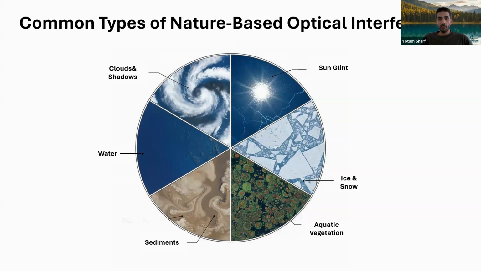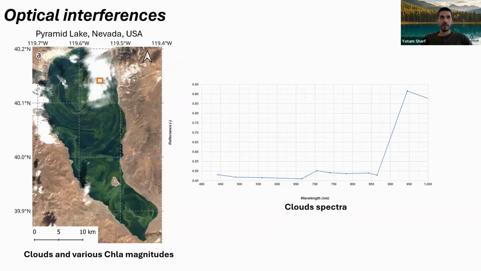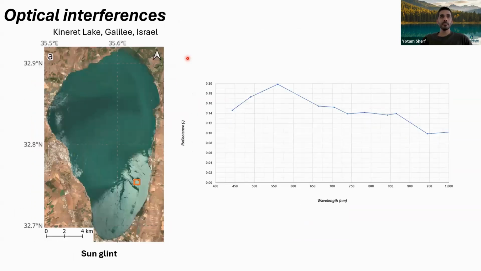Now, let's break down those interferences by looking at their spectra, and in this way we understand how we build this classifier. So here we can see an example of clouds, and we see the huge elevation at the NIR. This is Pyramid Lake in Nevada. Here we see sun glint. You can see the pixel in that orange box. Sun glint actually increases and shifts the whole spectrum up and makes it uniform.